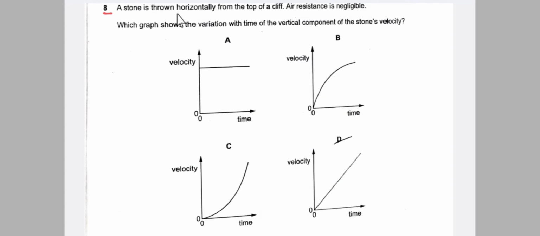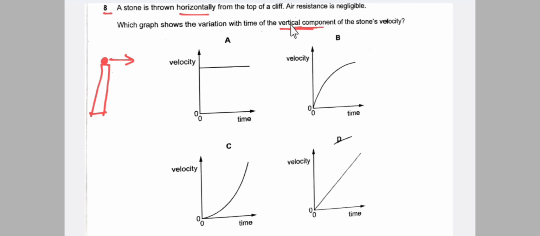Number 8. A stone is thrown horizontally from the top of a cliff and the air resistance is negligible. Which graph shows the variation with time of the vertical component of the stone's velocity? So initially it is at the top of a cliff. So this is the cliff and this is the stone. It is thrown horizontally.